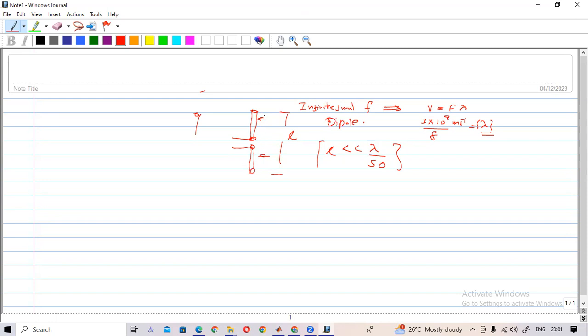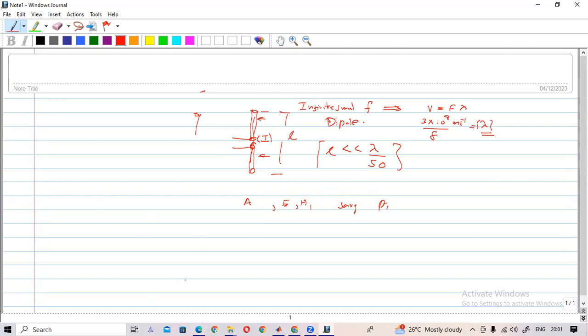Because this is very small, the current distribution along this antenna is uniform. That means the current along this antenna is the same, I. So the current distribution is very simple and you can easily derive the things: the magnetic vector potential, then the E field and H field, then the average power density, total radiated power, and so on.